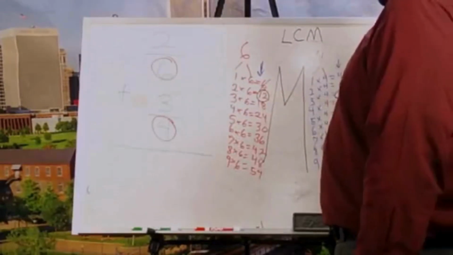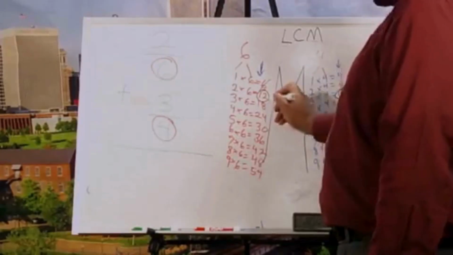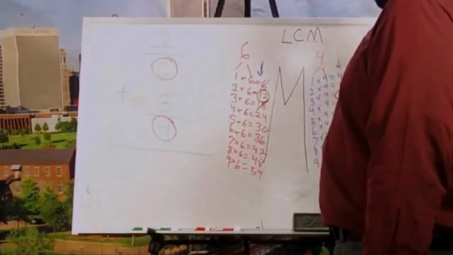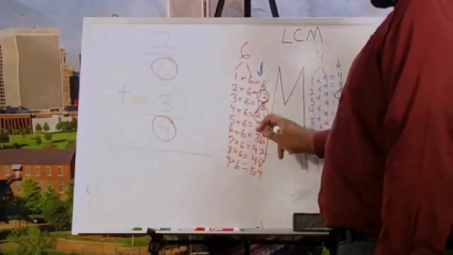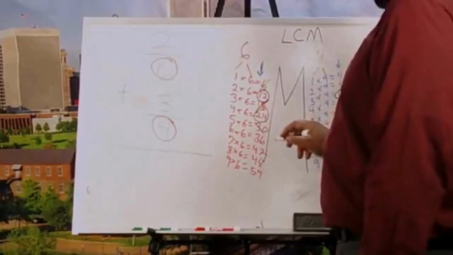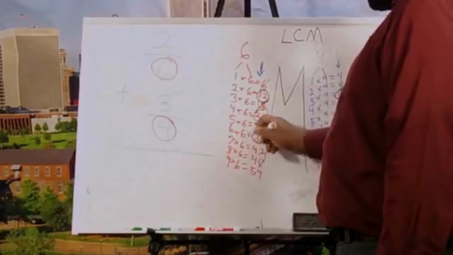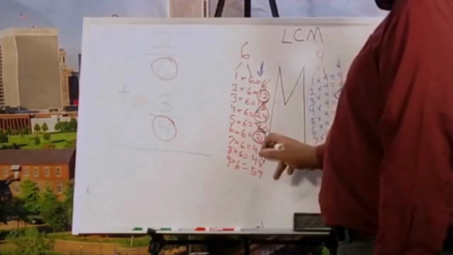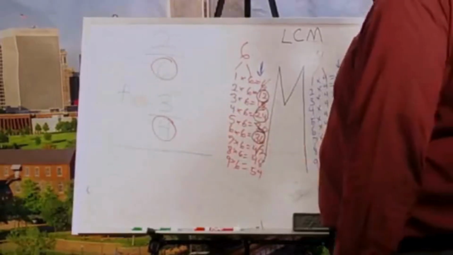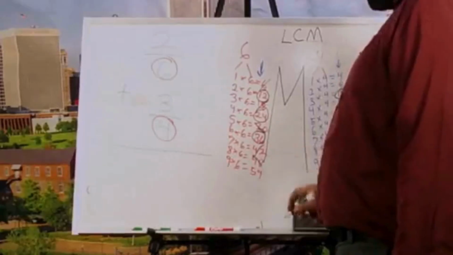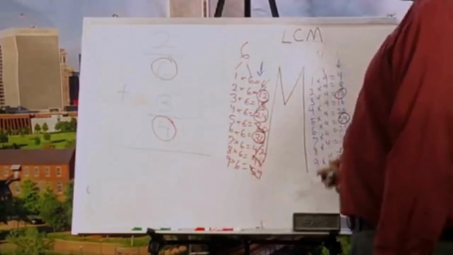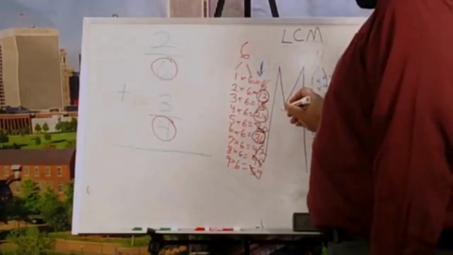Is there 18 over here? No. Is there a 24 over here? Yep. Is there a 30 over here? No. Is there a 36 over here? Yes. Is there a 42? No. Is there a 48? No. Is there a 54? No. So what are the common multiples?